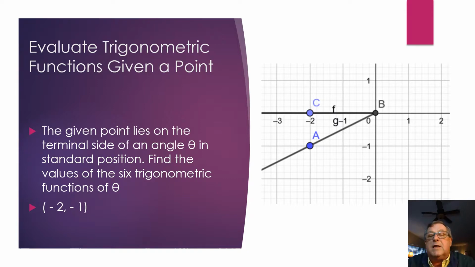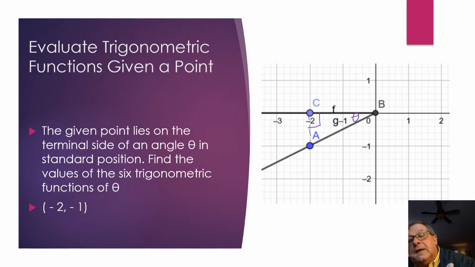All right, so here we've got the same situation. This time we've got a coordinate at (-2, -1). Let's continue with our process right here. I'm going to draw an imaginary line down here between these coordinates. This forms a right angle at this location. Where is theta? Well, theta is right here.